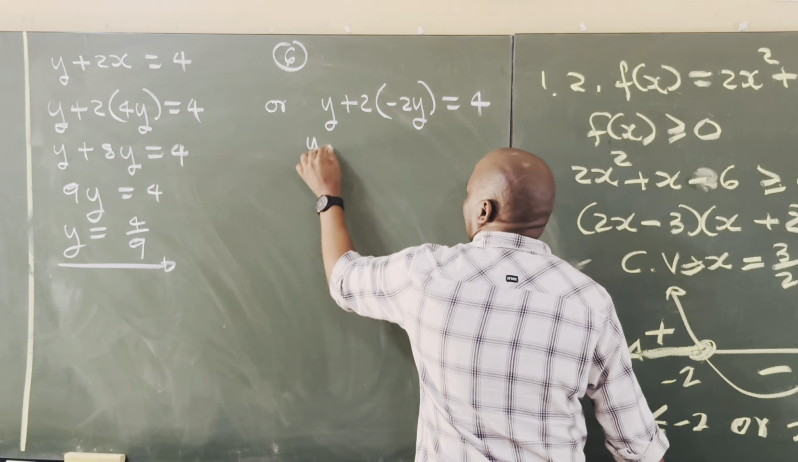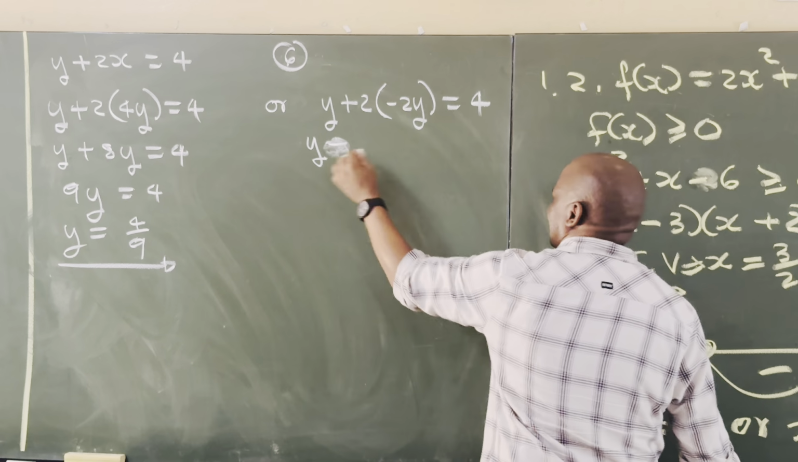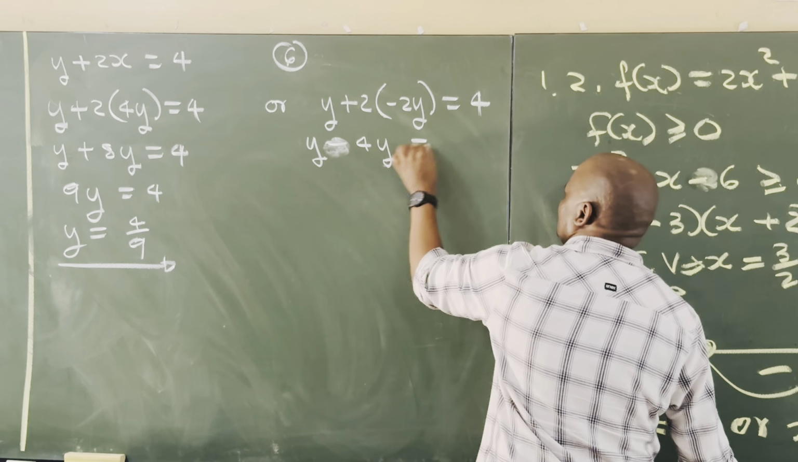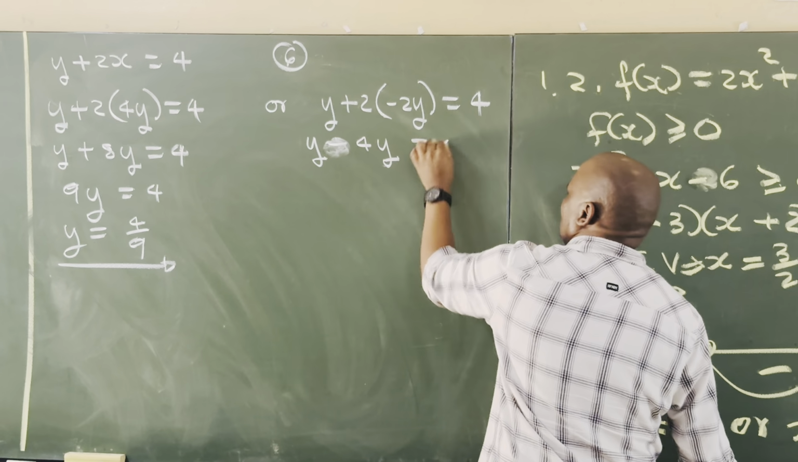Then let's solve this one. Then this will be y plus y minus 4y is equals to 4. Then this is negative 3y is equals to 4. Then therefore y is equals to negative 4 over 3. Did you get the same solution? Yes, okay. And then we are solving for x and y, remember. So instead of y, we are going to put what now? We are going to put 4 over 9 in this equation. Or if you like, you can even substitute back to these two.